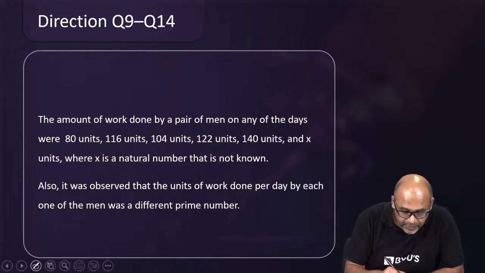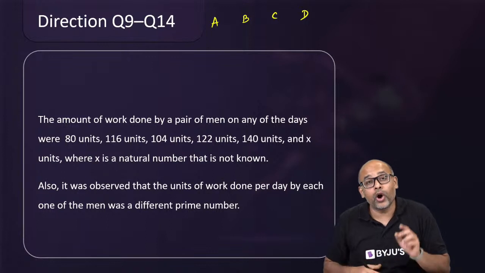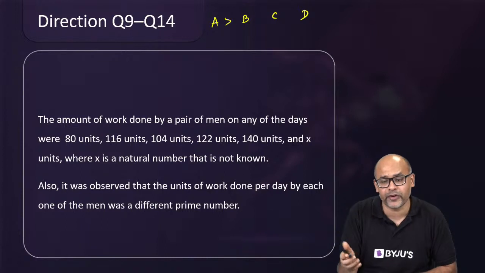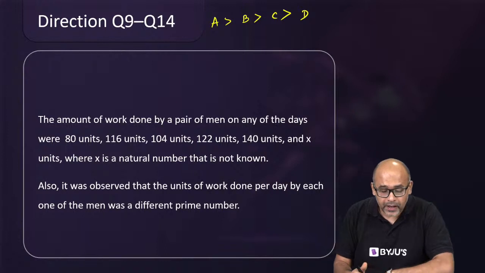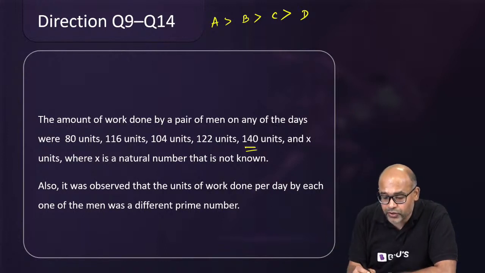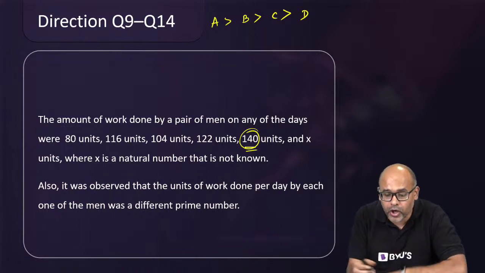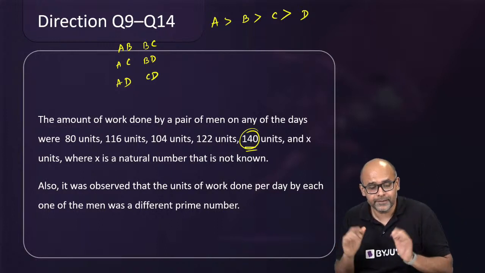So let's say the people are A, B, C and D. Now also we don't know who is higher, who is lower, so let me assume that A is the maximum efficiency person, B is the next, C is the next and D is the least efficient person. So two people when they are working together, doing some combination of work, what are the combinations? AB, AC, AD, BC, BD and CD. These are the combinations, correct?